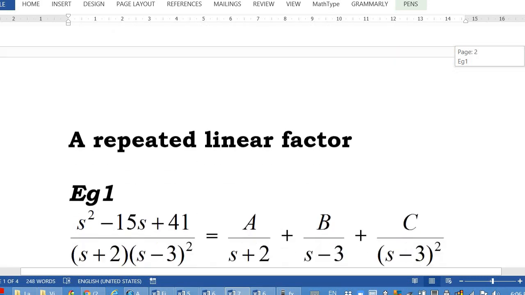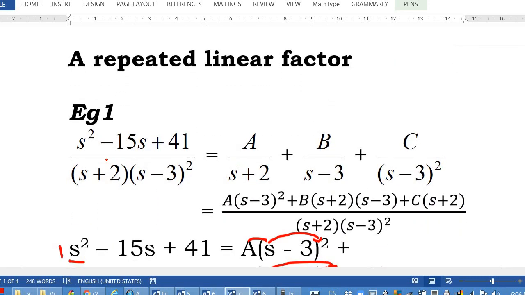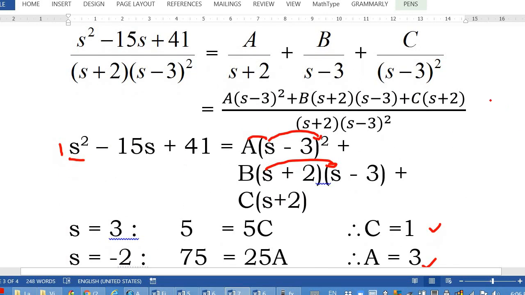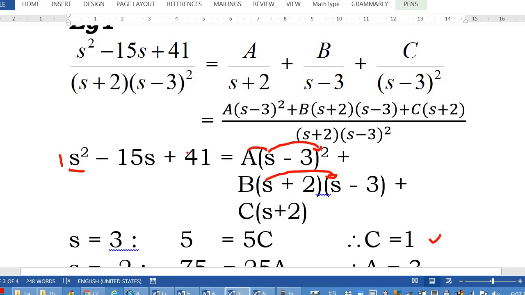The third example is for a repeated linear factor. This one you break into a over s plus 2, plus b over s minus 3 power 1, plus c over s minus 3 power 2. Then you compare the numerator on both sides. But how do you write the right hand side expression? For a, you have the s plus 2, so you leave out this term. So a is multiplied with s minus 3 squared.